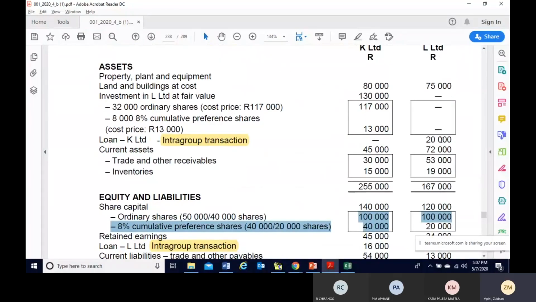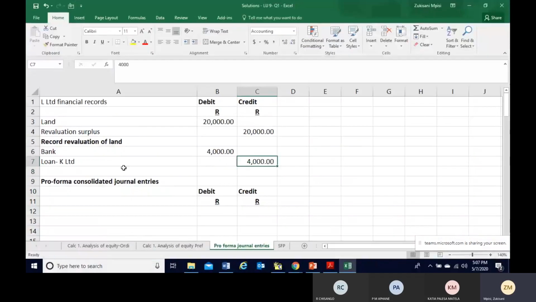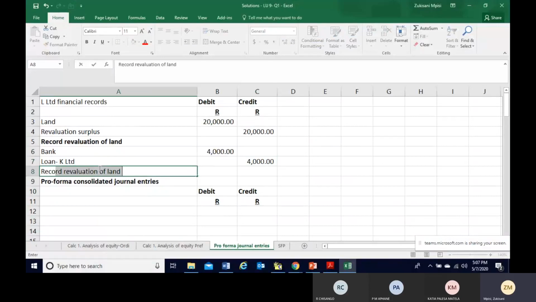So this loan that is an asset here in the books of L would have decreased by 4,000. Can you guys see that? This 20,000 here would have decreased by this 4,000. So this is recording cash in transit from K Limited to LLTD. So KLTD paid 4,000, which reduces the loan amount.